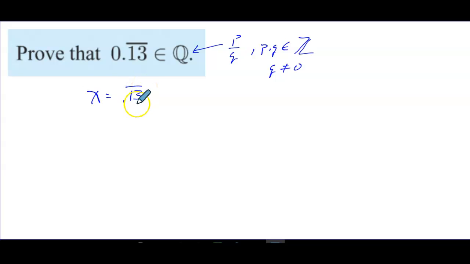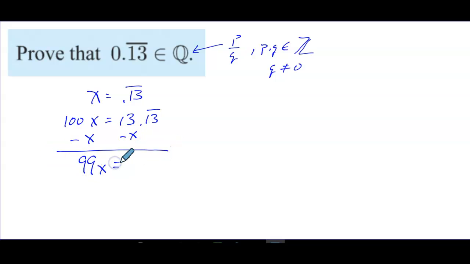Since I have two decimal places here, I'm going to multiply both sides by 100. Multiply this by 100, I get 13.13 repeating. I'm going to subtract off 1x from both sides. So I get 99x equals, well, x might, I don't know, but look what x equals. It equals that 0.13 repeating. So it's going to cancel that out, and we're going to get 13. So x is equal to 13/99. Pretty cool.